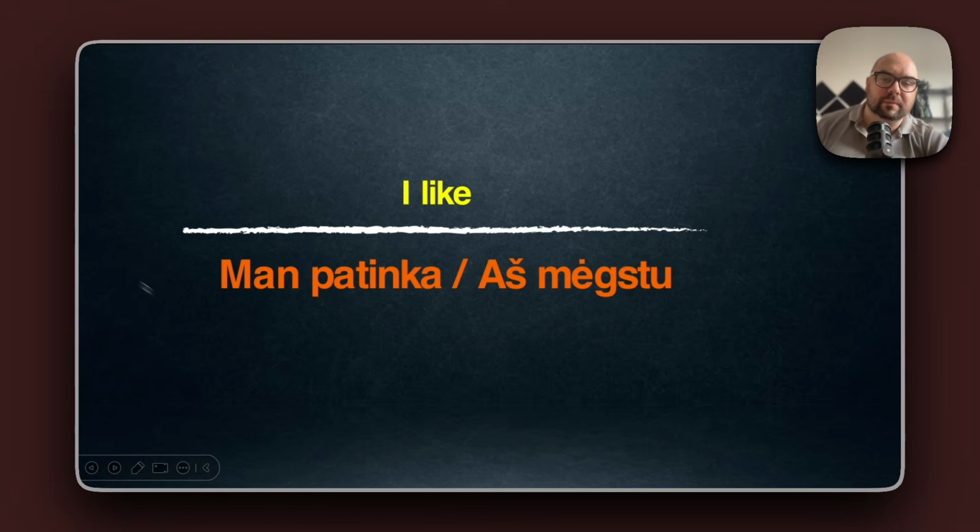So basically, man is not a subject of the sentence. The thing that you like is the subject of the sentence, and it does the liking to you, right? So that's what you're saying basically. There's two ways of saying, both of them are very common. Aš mėgstu, man patinka. There are some exceptions, some situations where you would use one over the other, but we're not going to get into this today. I'm just going to show you both examples.